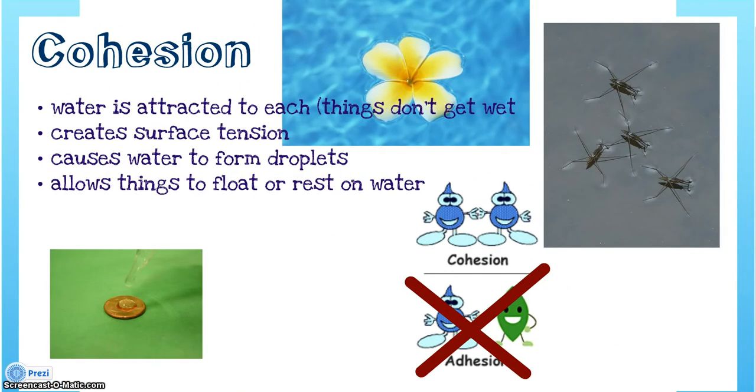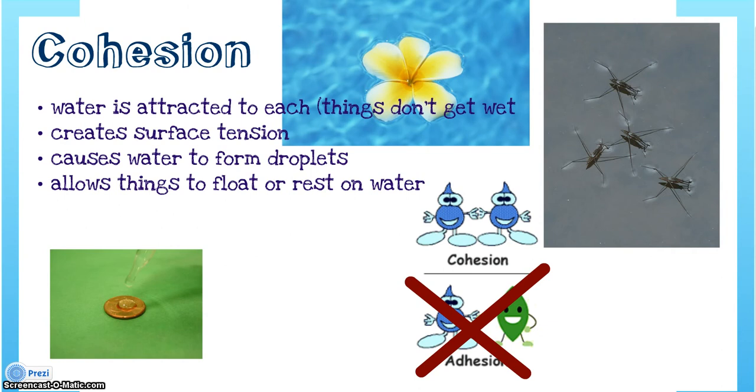Cohesion is a second property of water. Water can be attracted to each other, meaning that water bonds to water, as you can see by that little diagram of one water molecule holding another water molecule's hand. Because of this, it creates something we call surface tension. You can kind of think of that like skin on top of water, or an extra layer.